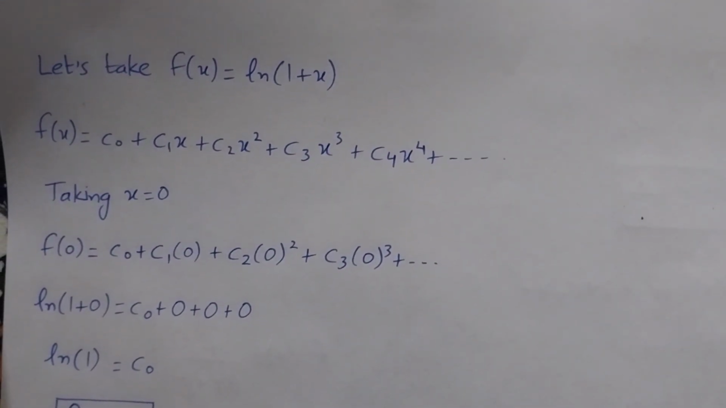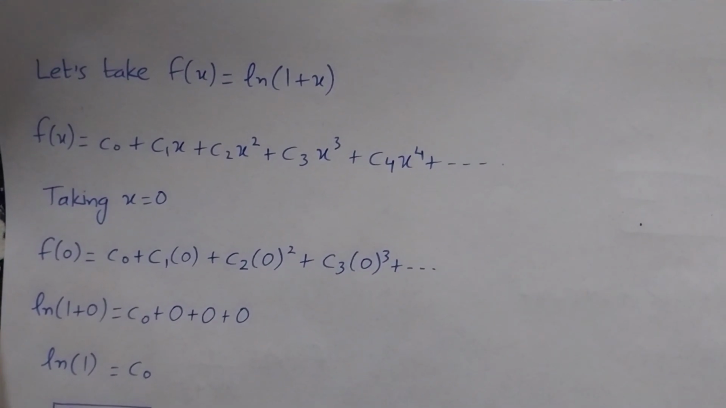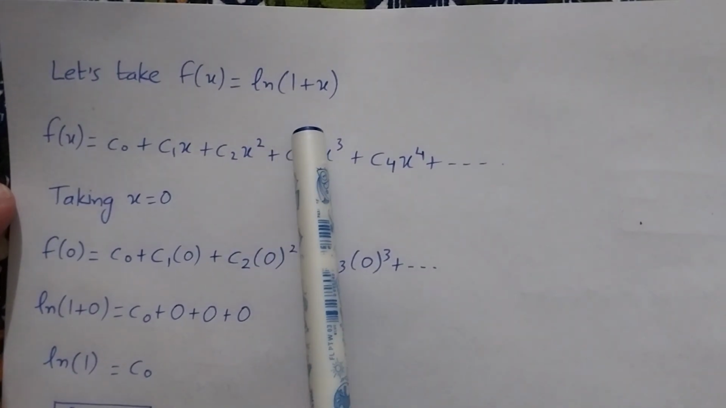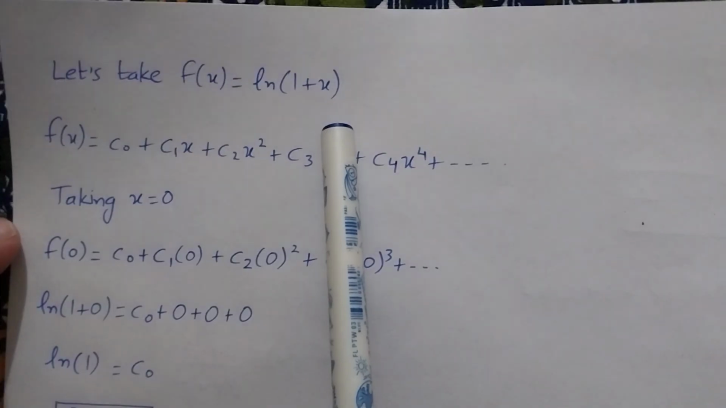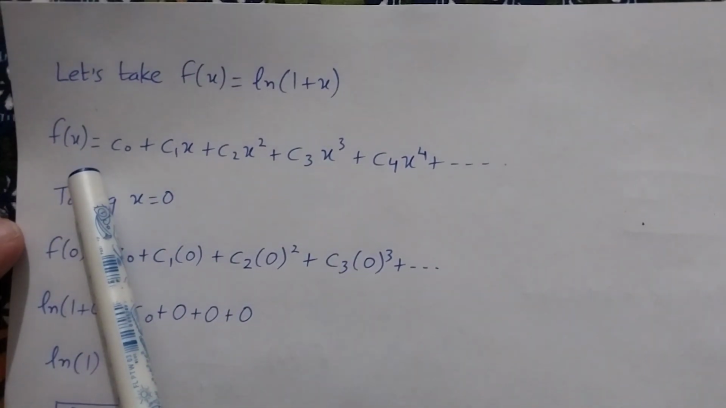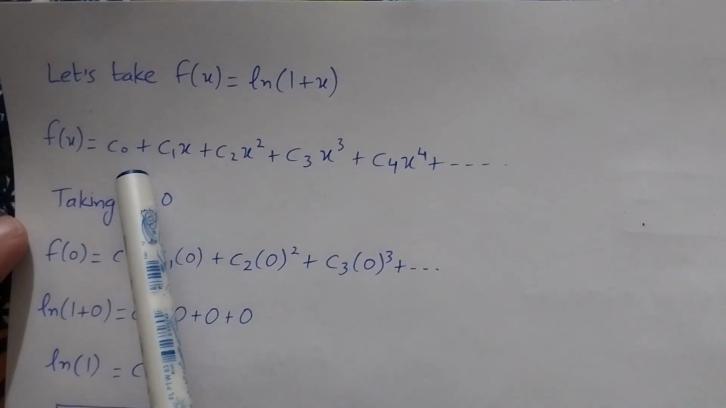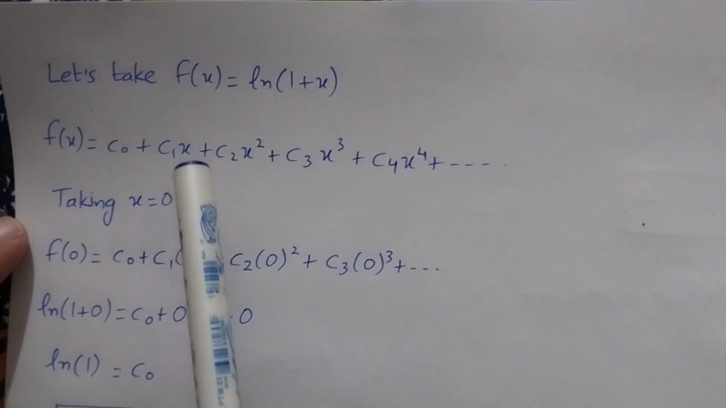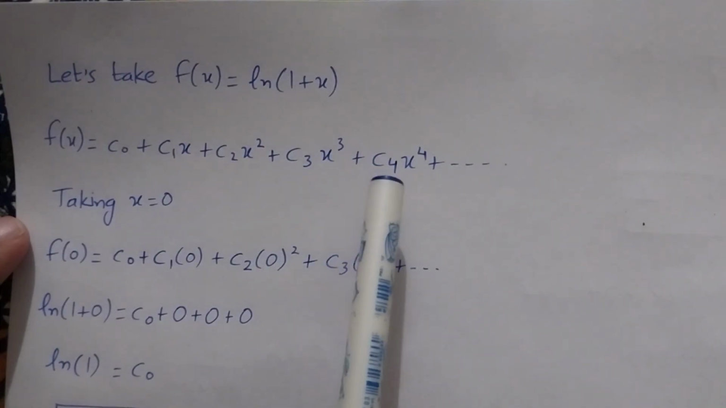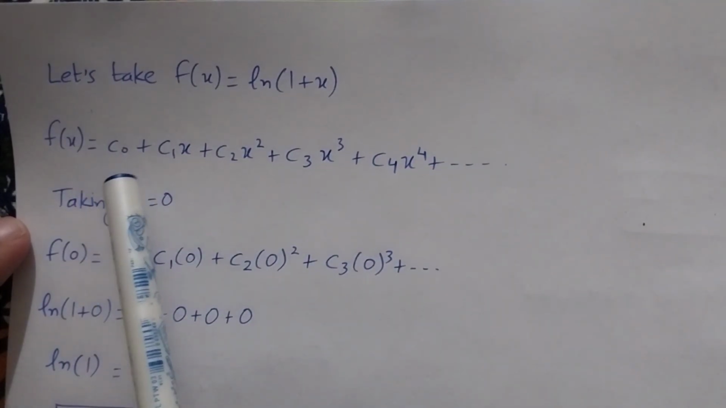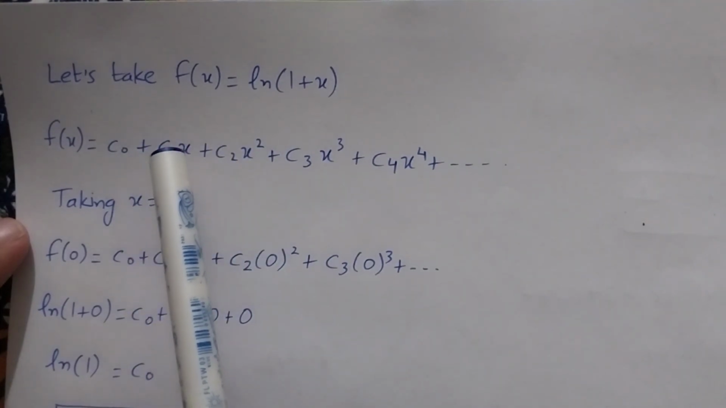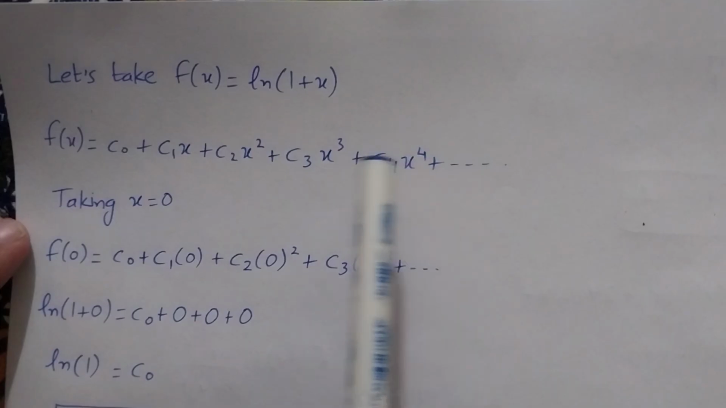Today we are going to find the power series for the function natural log of 1 plus x. The general formula for a power series is f of x is equal to c naught plus c1x plus c2x squared plus c3x cubed plus c4x to the fourth, and so on. The powers of x keep increasing, and there are constants written as coefficients of these powers.